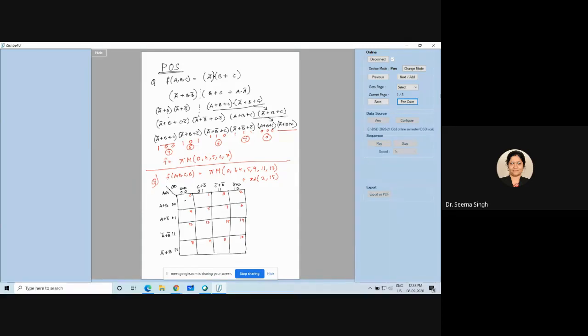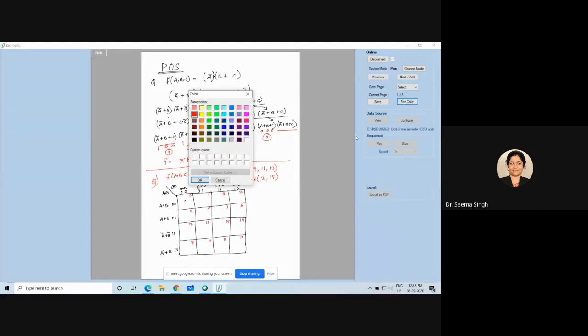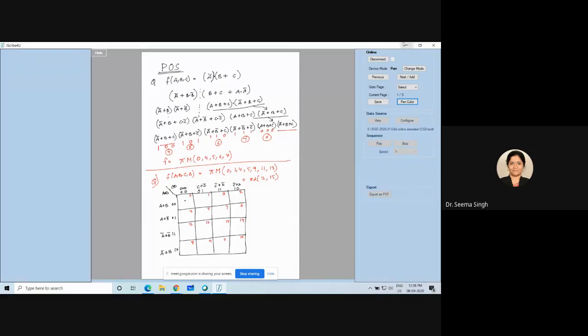So what all do I have? I have a 0, I have a 1, I have a 4, I have a 5, I have a 9, 11, 13. Done? 1, 2, 3, 4, 5, 6, 7 terms are there and I have written all the 7 terms. Always count like this to avoid any mistake. What are all the don't cares? Don't care is a 15 and don't care is a 2.